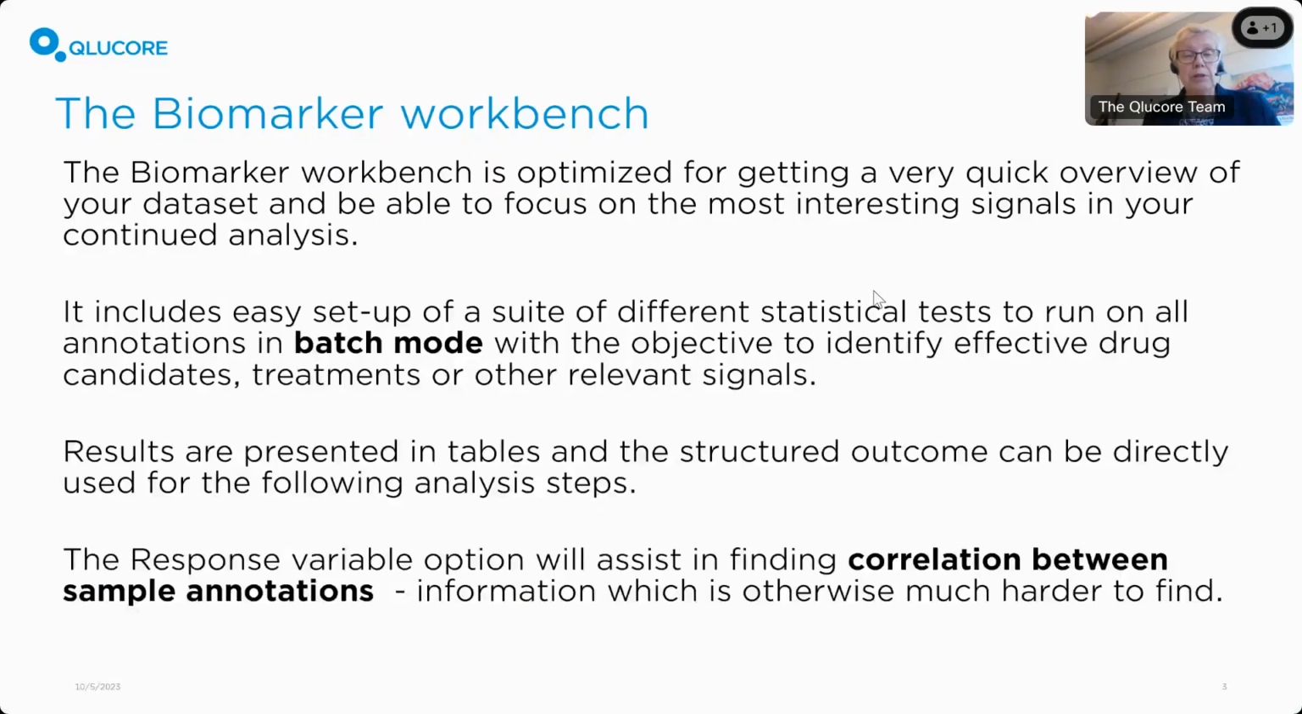The Biomarker Workbench is a fairly new feature in the Qlucore software, and it's optimized for getting a very quick overview of your dataset and also so that you are able to focus on the most interesting signals in your continued analysis. It includes easy setup of a suite of different statistical tests to run on all annotations in a batch mode. And the objective is to identify effective drug candidates, treatments, or other relevant signals. And the results are presented in tables, and the structured outcome can be directly used for your following analysis steps.